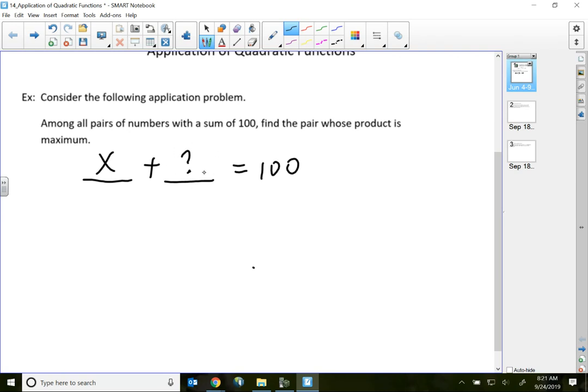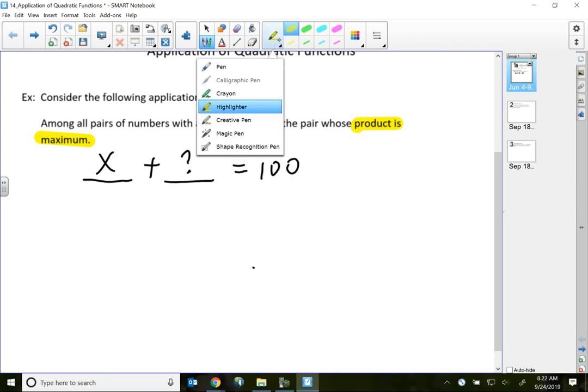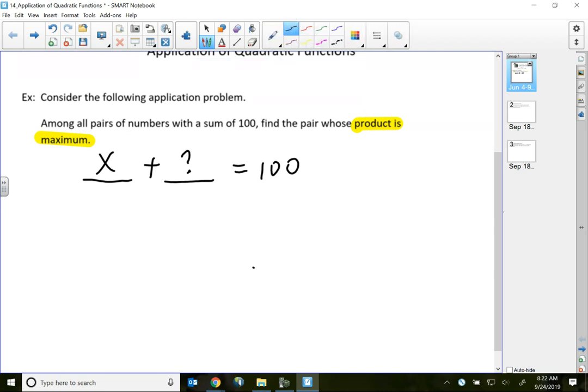You cannot say, let the other number be y, because the variable y in this type of problem is going to be the maximum product. The variable y actually represents the maximum product in this particular example, so y represents something else. So I can only use one variable, and I need to get this question mark by itself. All I have to do is move my x to the other side. Then the other number is just going to be 100 minus x.